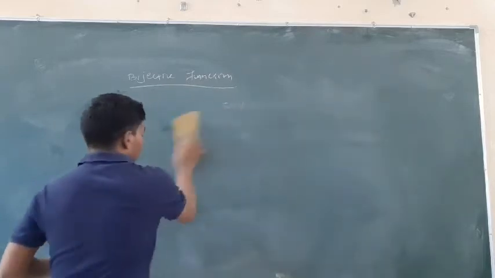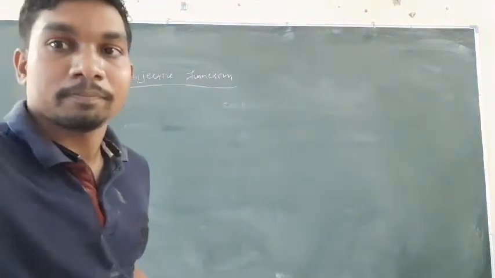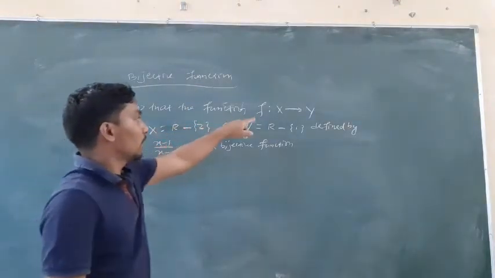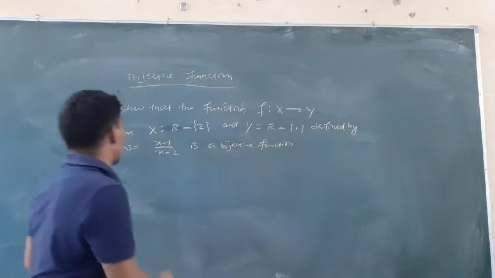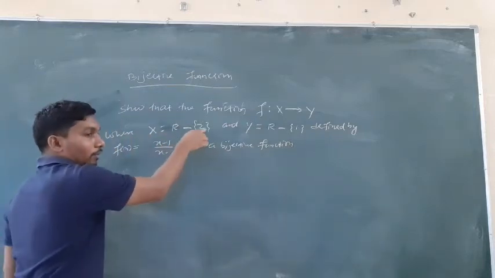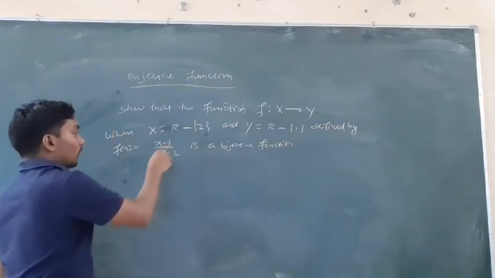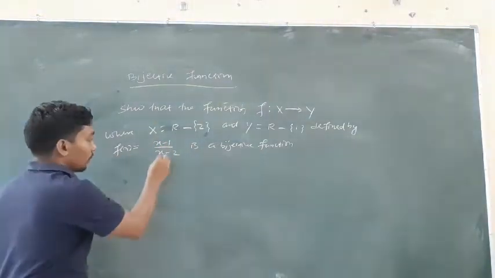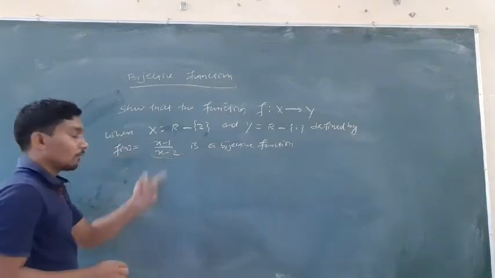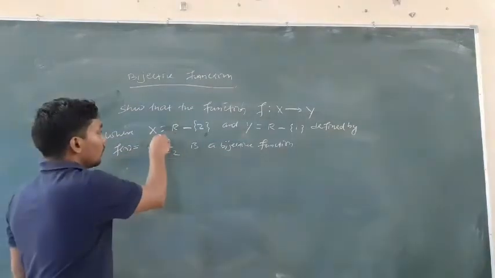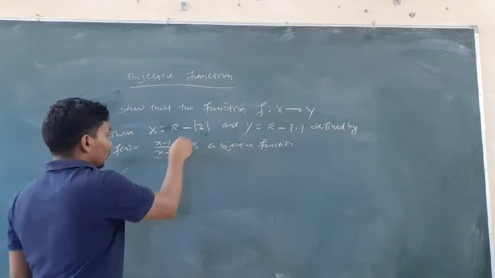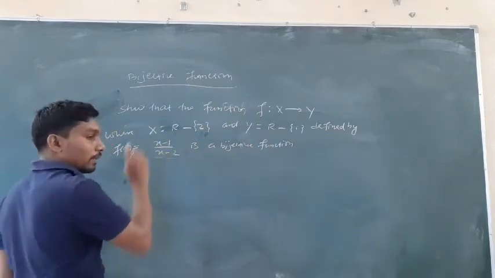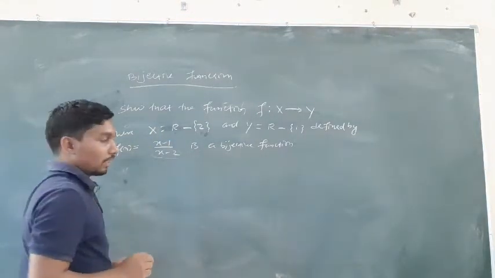Let us see the example. The function f is mapping from X to Y, where X is equal to all real numbers excluding 2, because the function is defined by f of x is equal to x minus 1 by x minus 2, and whenever the value of x is equal to 2, the function is not defined. Therefore, X is the domain of the function.